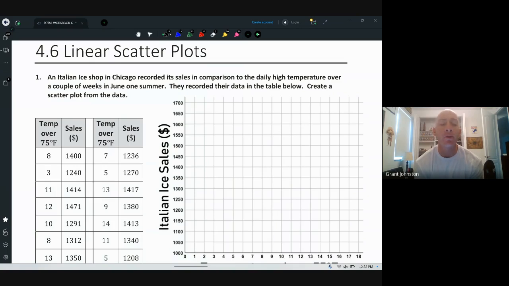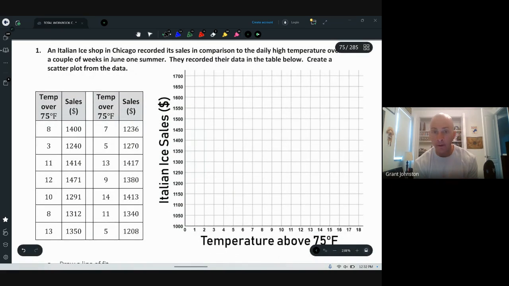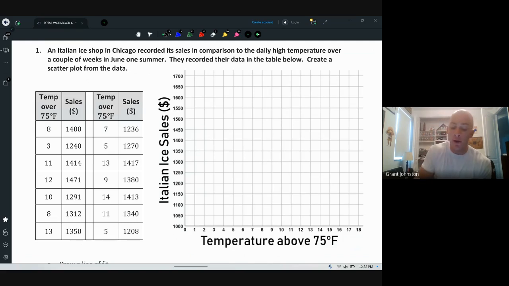Okay, so we have the temperature over 75 degrees, and we also have the sales. On the x-axis, as you can see, we have our temperature over 75 degrees. On the y-axis, we have the sales. So our first coordinate point that we're going to want to grab is this 8, 1,400. So 8, 1,400, this would be this coordinate point.